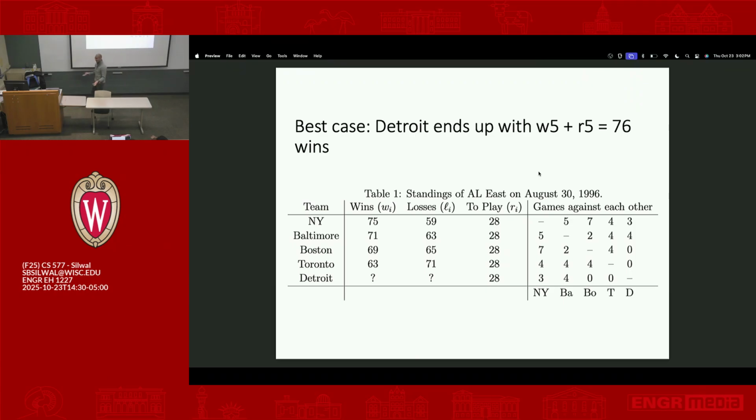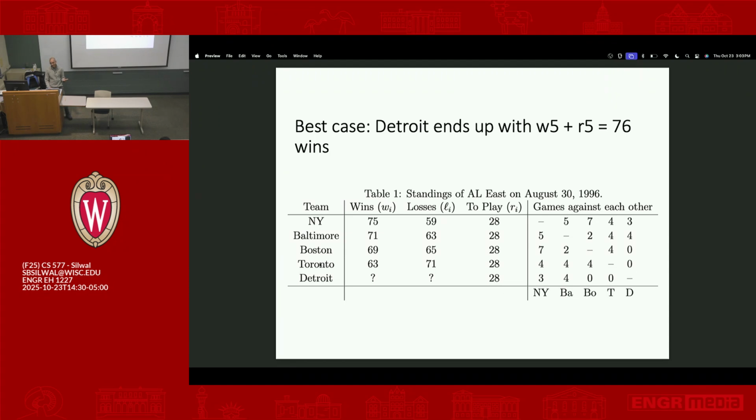So we can assume that they win all their remaining games. That we can assume for free, because that can only help them. So it's going to end up with 76 wins. And the question is, can any other team reach more? At least, is there some team that will reach 77 wins? That's what we're trying to figure out. Does that make sense? So we can just assume it wins all of its own games.